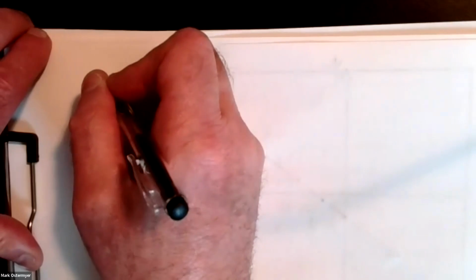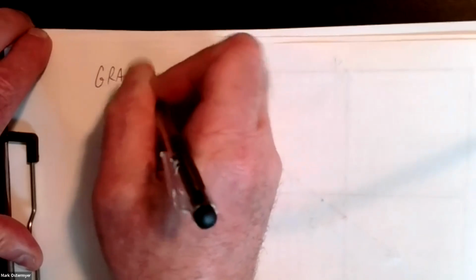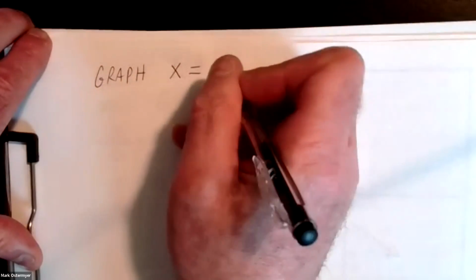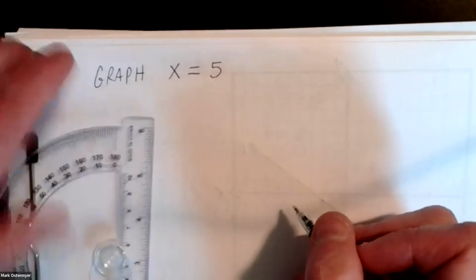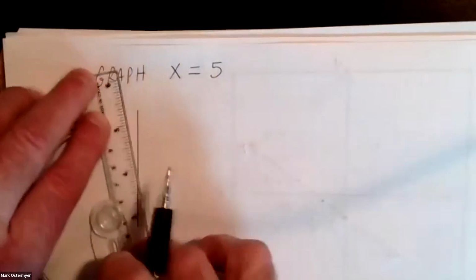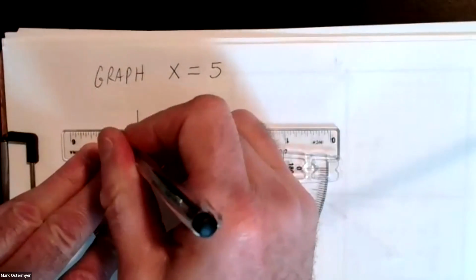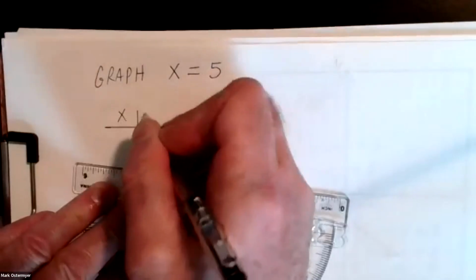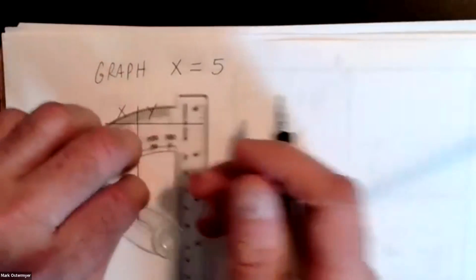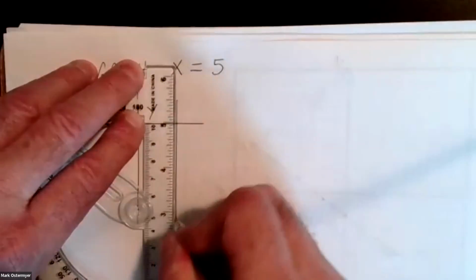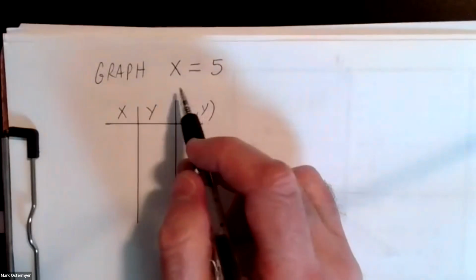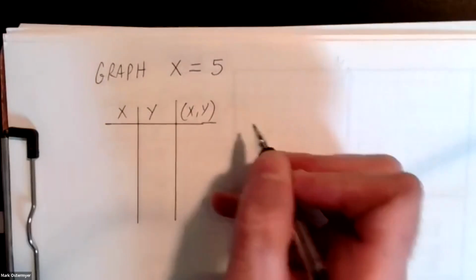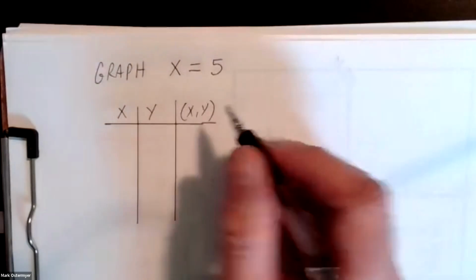Now, let's try to graph one that looks like this. This gives you a slightly different look. What if I want to graph the linear equation x = 5? Well, you're going to use the table method to generate some ordered pair solutions for this linear equation. This equation is saying x is always equal to 5 regardless of what y is. So ladies and gentlemen, it doesn't matter what y is, x is always 5.